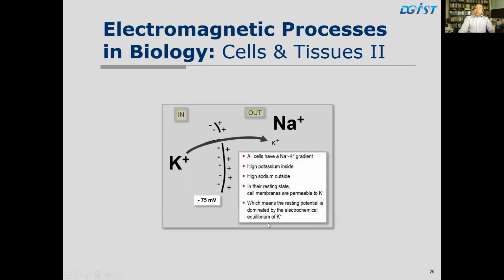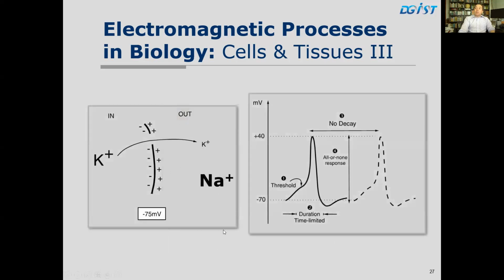So it means that the resting potential is dominated by the electrochemical equilibrium of potassium, typically around minus 75 millivolts. So this is that resting potential as described, about minus 70. Now, when the cell has some signal at some certain threshold, it will suddenly shift to a positive side. We call this an action potential. So what is it that creates this positive on the inside?